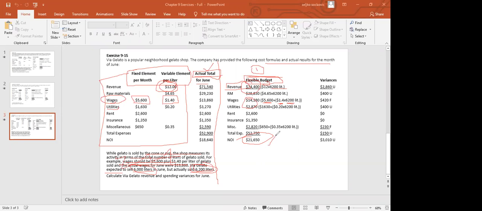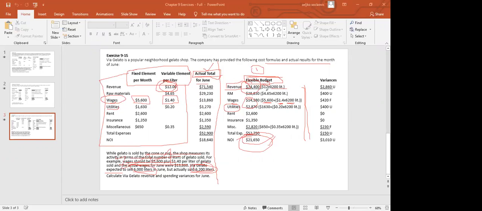So any item. For example, if the question is, what's the variance for utilities? You don't need to do all of these things, that's just wasting time, right? But if the question is, what's the net operating income variance, then you have to do all of these and compare them to actual results.